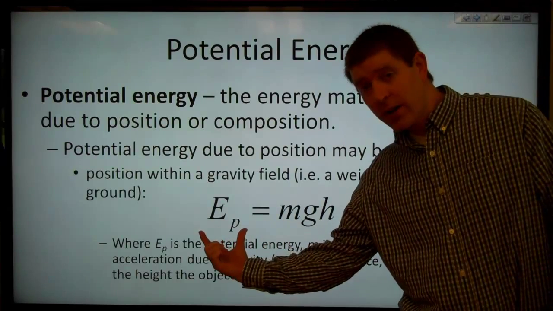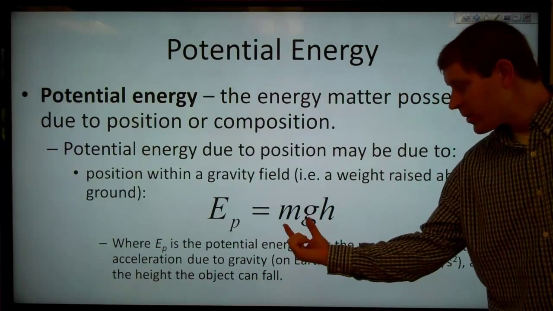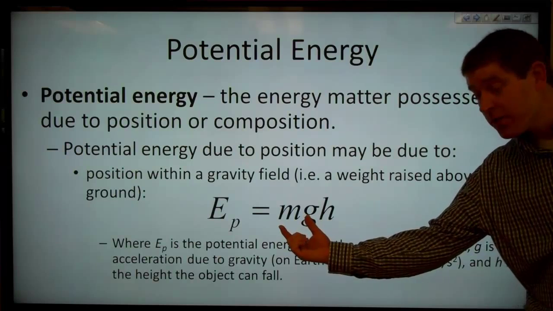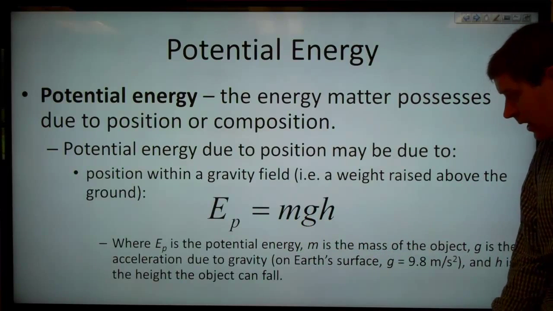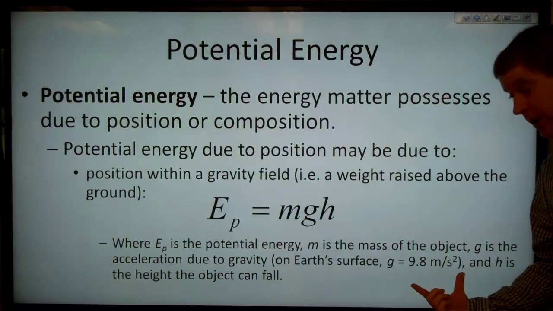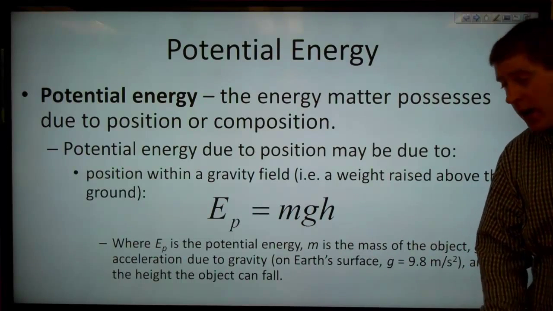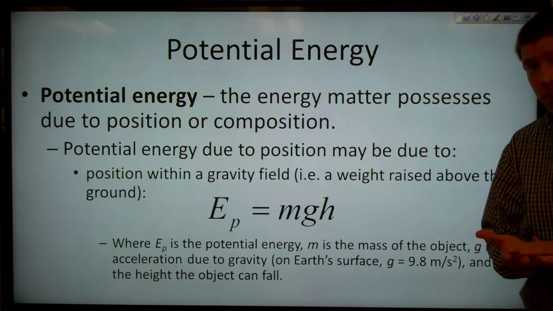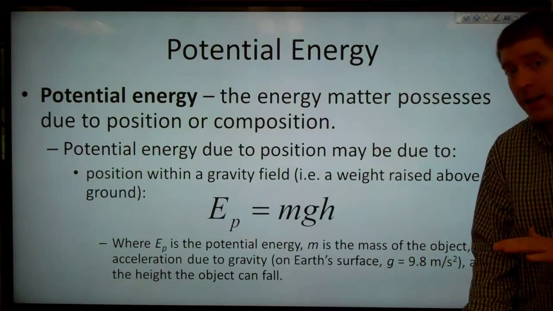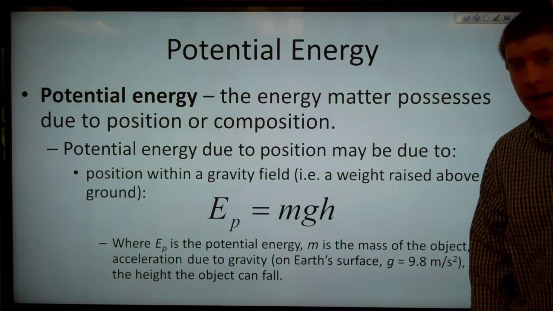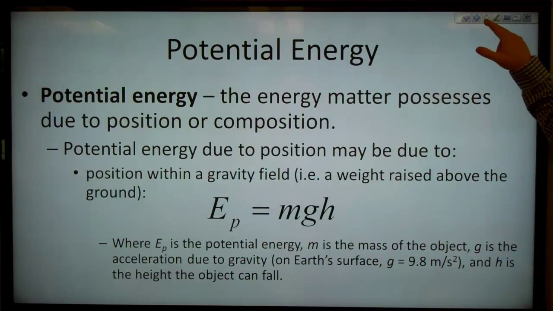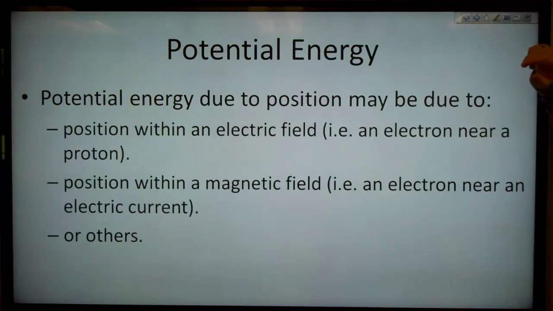So the potential energy, the EP here, is equal to mgh, where EP is the potential energy, m is the mass of the object, g is the acceleration due to gravity on Earth's surface. This is 9.8 meters per second squared, and h is the height above the surface, or the height that the object can fall. So wherever it will land and stop moving, that's the height up from there against that gravity field. That's the height that we're talking about.